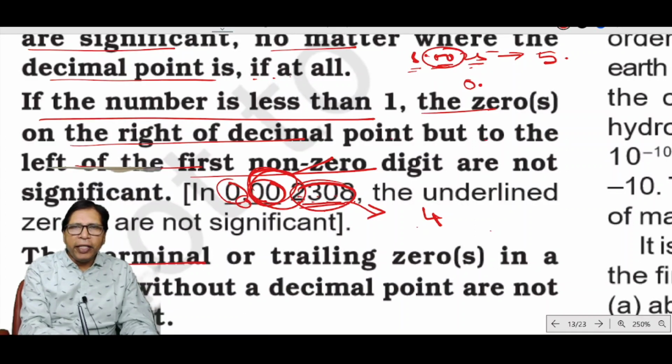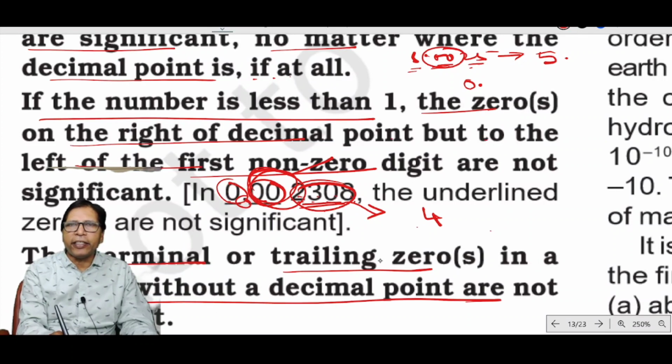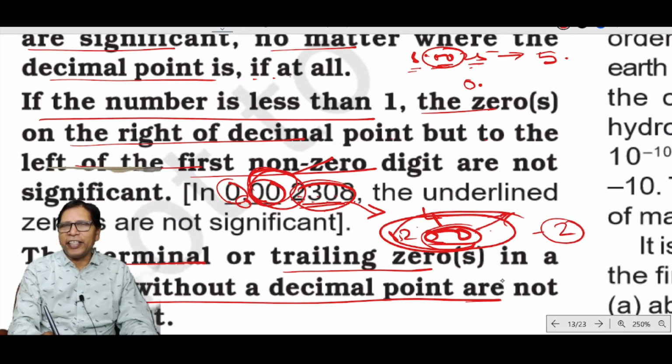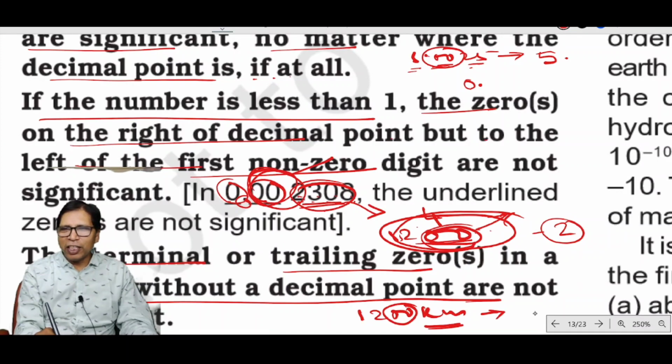Now, the terminal or trailing zeros in a number without a decimal point are not significant. Look at 1200. These two zeros are trailing zeros, so these are not significant. So the number of significant digits is only 2. If a unit is mentioned, these zeros are significant. If this is 1200 kilometer, as the unit is mentioned, these two zeros are significant. So the number of significant digits is 4.